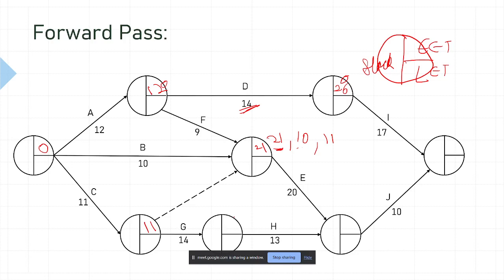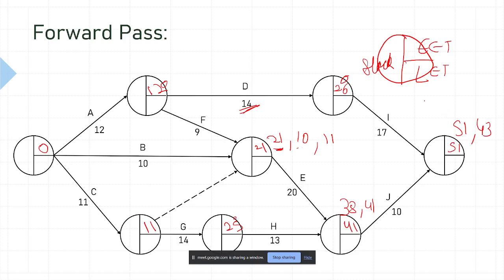Now for this, what should be the time here? I guess it is 11 plus 14, 25. Only 25, one predecessor. Now here, 38 or 41? 41, I guess, right? 41. And in this case, it would be either 51 or 43. It will be 51. Okay. Everybody is happy with this, I guess.